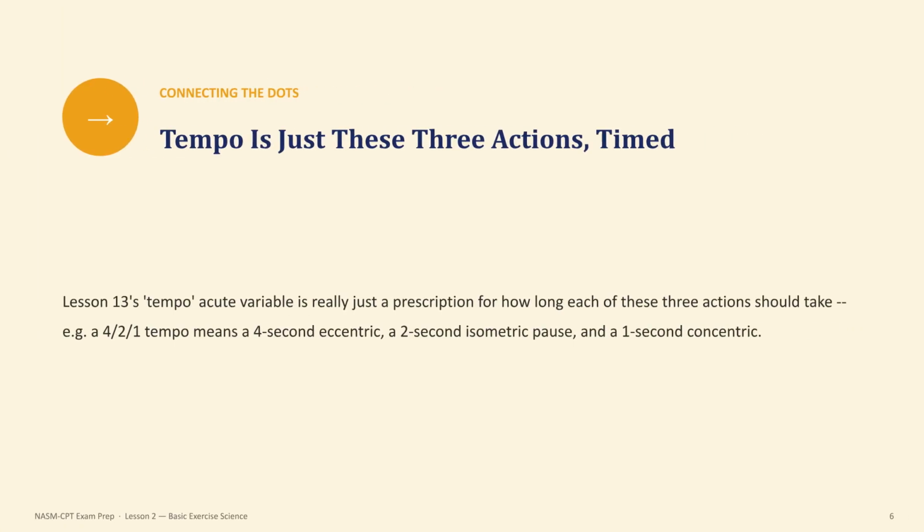Here's where it all connects. Remember the tempo acute variable from Lesson 13 or 14's tables? It's really just a prescription for how long each of these 3 actions should take. Let's decode an example, a 4-2-1 tempo. That means a 4-second eccentric, a 2-second isometric pause, and a 1-second concentric. If you've already seen tempo prescriptions in Lesson 13 or 14's tables, this connection should click immediately. It's probably the single most satisfying aha moment in this whole lesson.